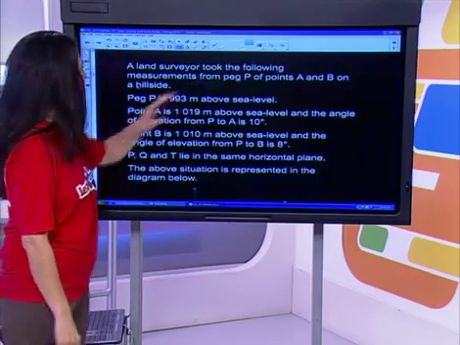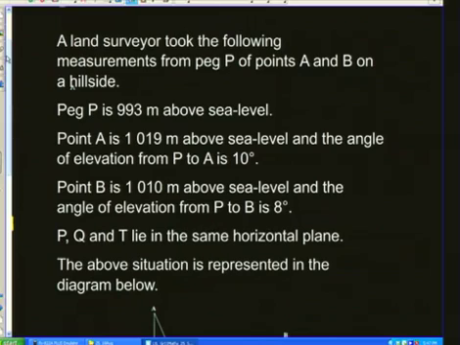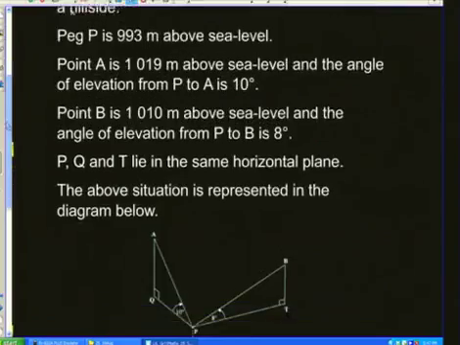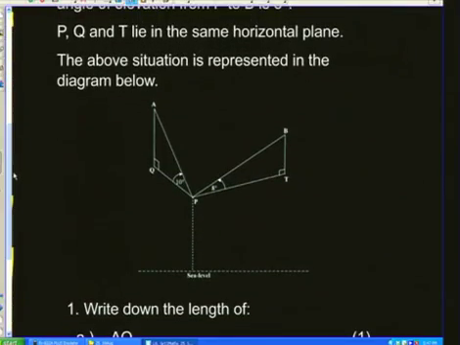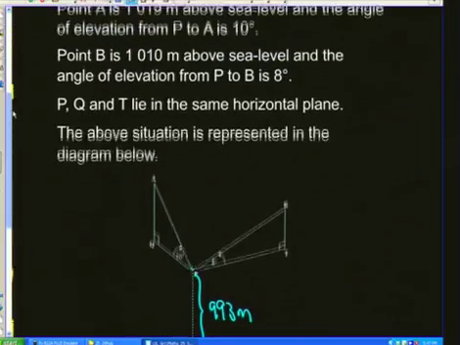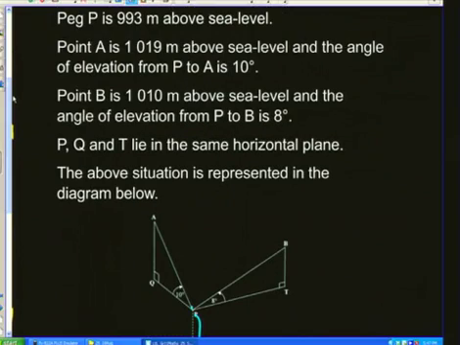So a land surveyor took the following measurements from peg P of the points A and B on a hillside. So peg P is 993 meters above sea level. So you have P here, and they're on a hill. You must imagine they're on a hill, and they are 993 meters. So they take that as that measurement, and that's meters. And you then have a point A that is about 30 meters above sea level, and the angle of elevation from P to A is 10 degrees.